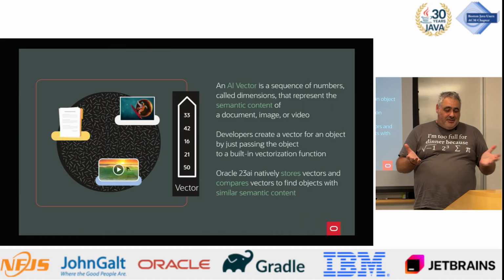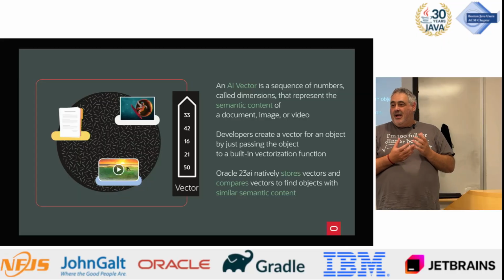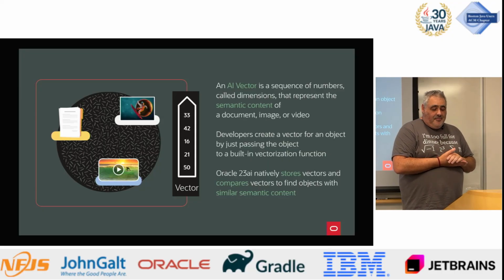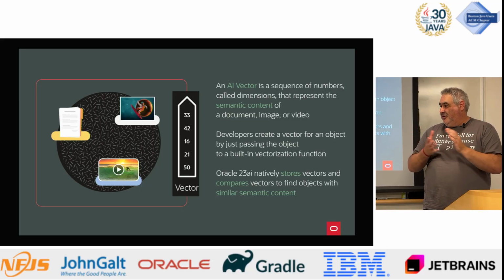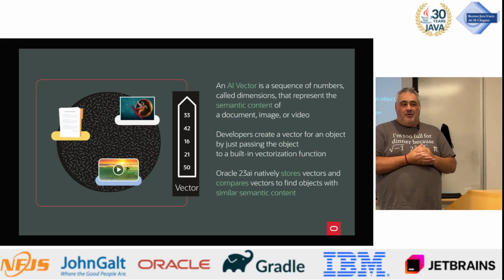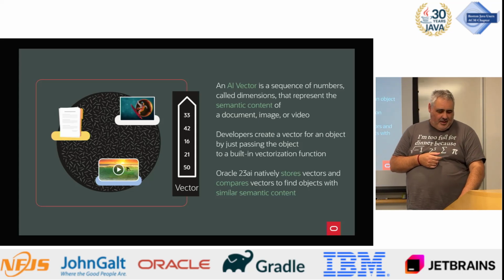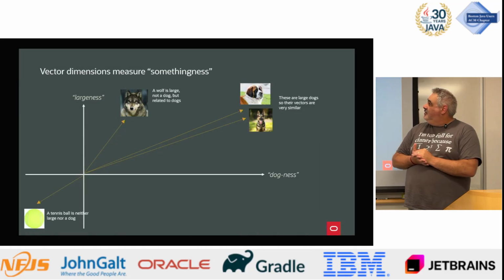So let's talk a little bit about vectors. A vector is a sequence of numbers. It represents the semantic meaning of something, like a piece of text or an image or whatever it might be. And you can create a vector by using another kind of model called an embedding model. So there are special purpose models that create these vectors, these vector embeddings that represent the meaning of a thing. Oracle does support vectors like many other databases, obviously.